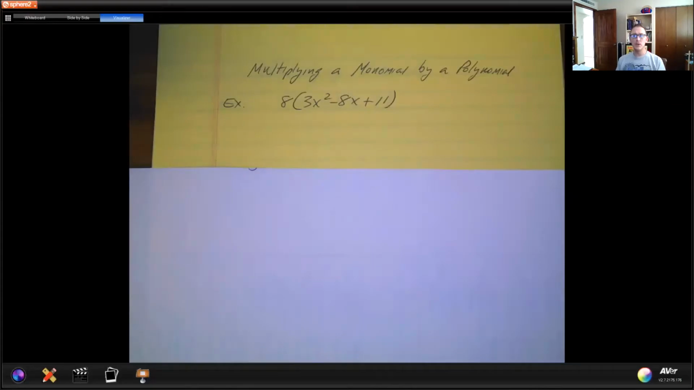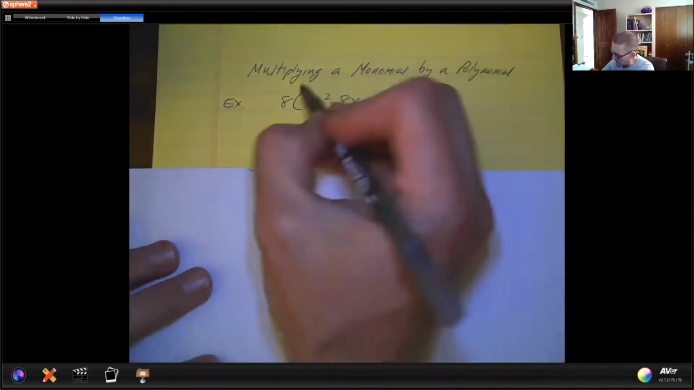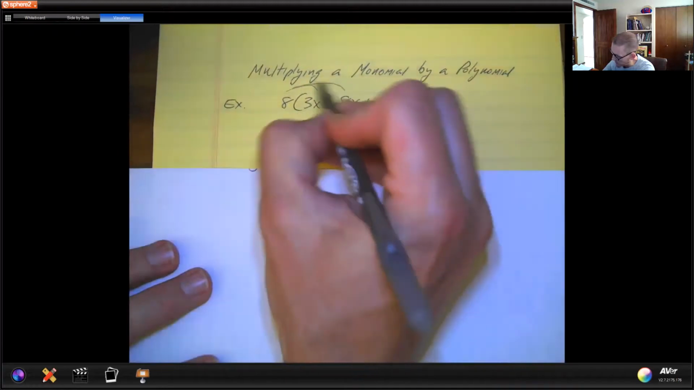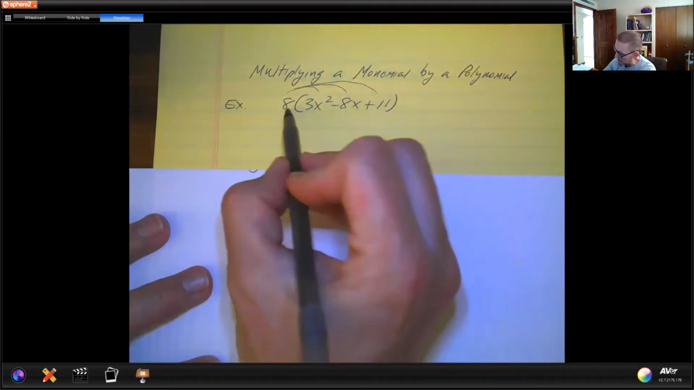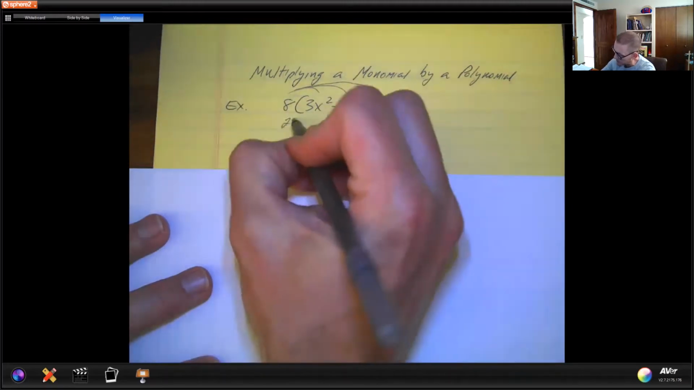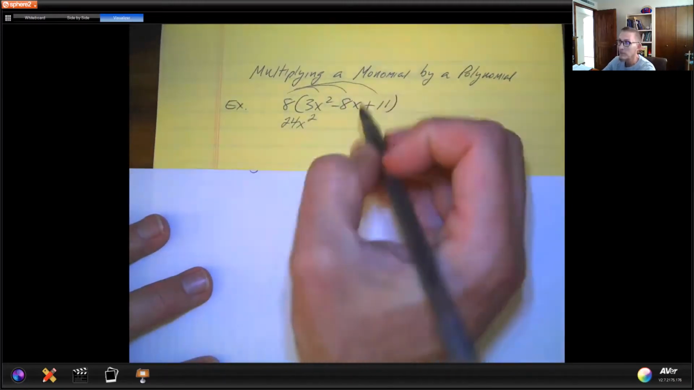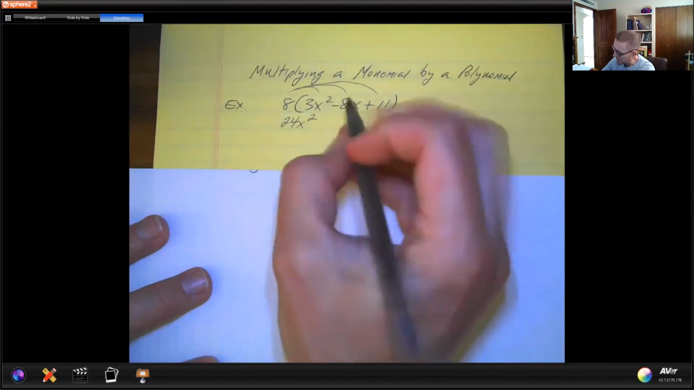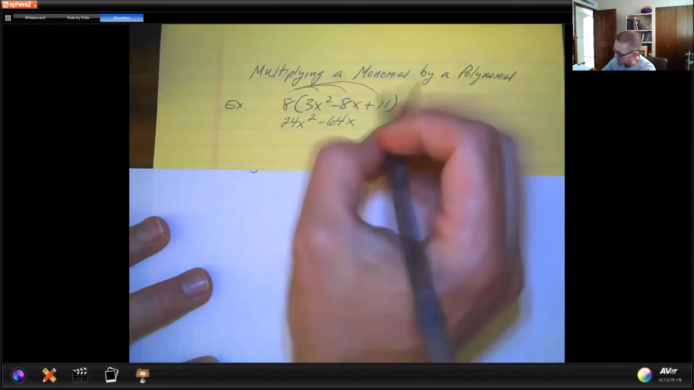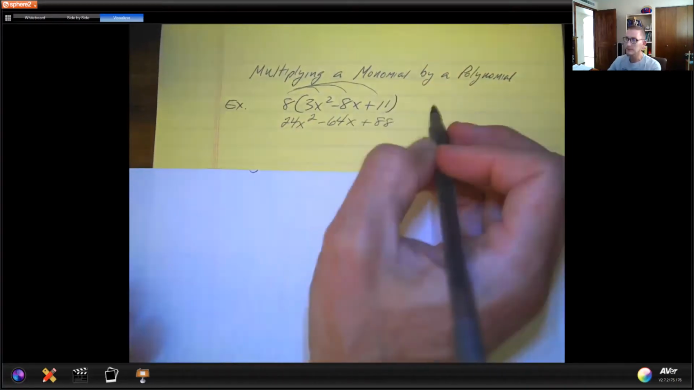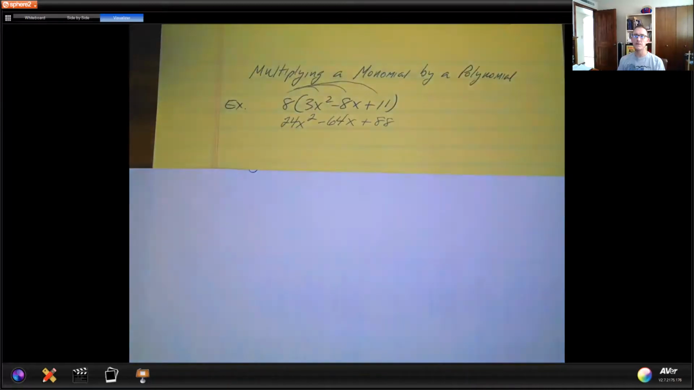So our first example here just starts with a very basic distributive property problem that we would have done much earlier in the year. And so we're going to distribute here, here, and here. And we're just going to go 8 times 3x squared is 24x squared. 8 times -8x is -64x. And 8 times 11 is plus 88. So again, just take whatever's out in front, distribute it, send it into the parentheses.